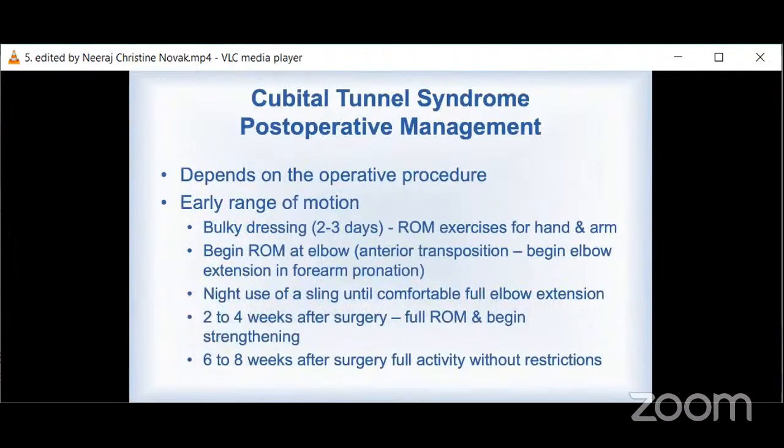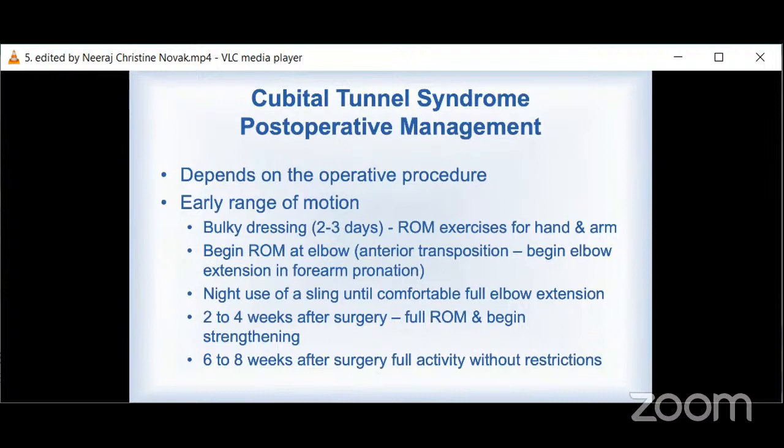In terms of postoperative management, it depends on the operative procedure, but again, I'll recommend early range of motion, with bulky dressings removed 2 to 3 days after surgery. While they're in the bulky dressing, you start range of motion in the hand and arm, and then begin at the elbow. Even with an anterior transposition, submuscular, transmuscular, you can begin elbow extension in a forearm pronated position, and then as they become more comfortable with elbow extension, incorporate forearm supination.